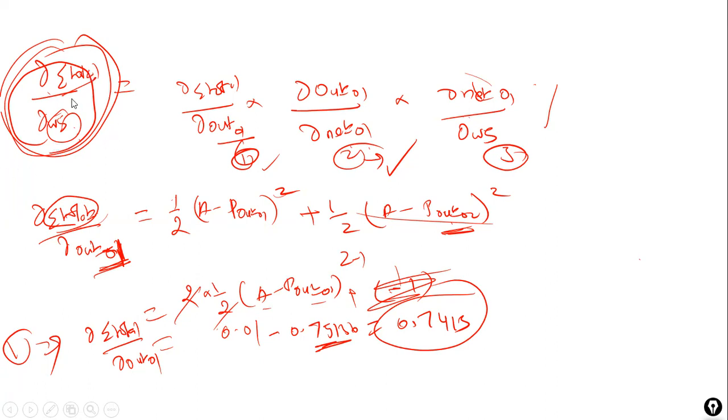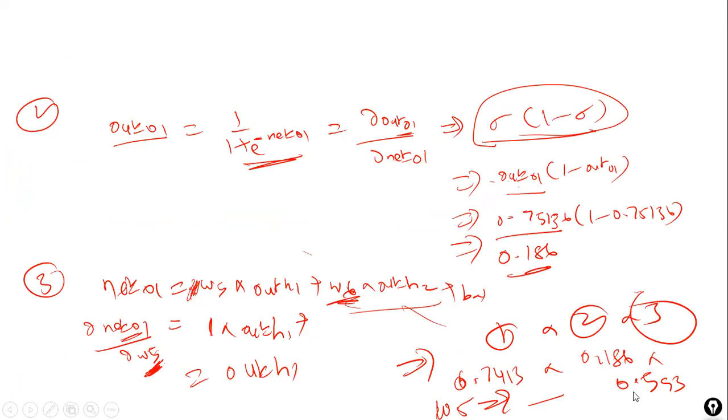For that, you need to take the partial derivative of the total error with respect to W5. And if you expand this one, you will get this one. And if you take the partial for each and everything, you will end up with something like this, right? So 0.7413, 0.1 and minus 23. If you multiply this, whatever value you get, that is the new value for your W5.